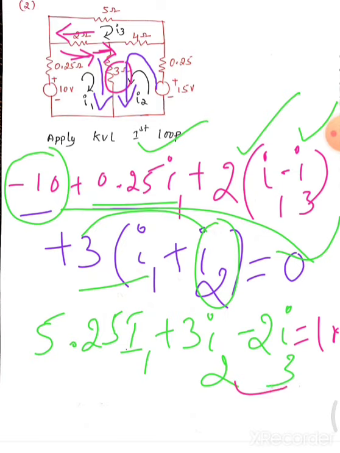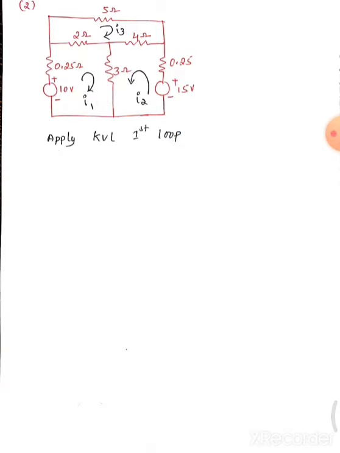Let's call this equation number 1. Remember, as many loops as there are, that many equations you get. By solving those equations, you get all the loop currents. Now this is the first equation. Let's deal with the second one.